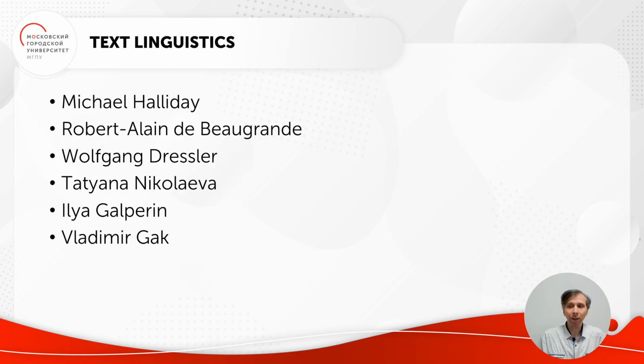There is a whole branch of linguistics which deals with texts, and it generally arose in the second half of the 20th century, and such names as Michael Halliday, Robert-Alain de Beaugrande, Wolfgang Dressler, Tatiana Nikolaeva, Ilya Galperin, Vladimir Gak, they are all quite prominent in the sphere of text linguistics, which started to deal with the formal criteria of what a text is, but on and on this sphere of research developed in the direction of functionality, functional linguistics, and then finally into cognitive linguistics, to define what a text is, not only by its formal characteristics, but also, as Halliday said, by its semantic integrity.